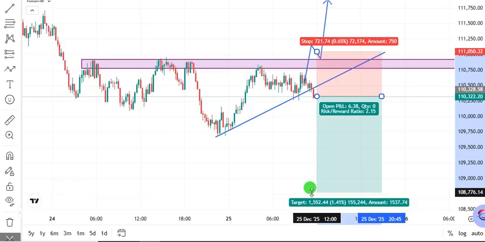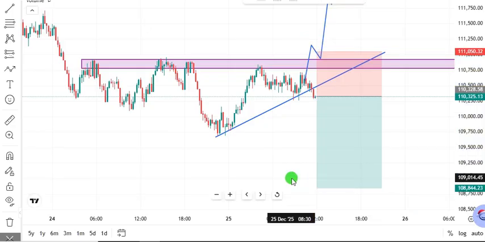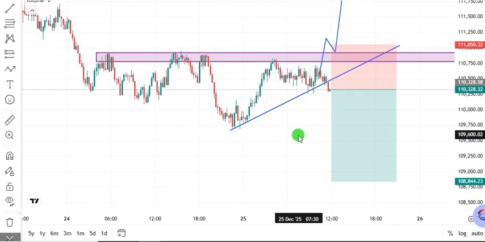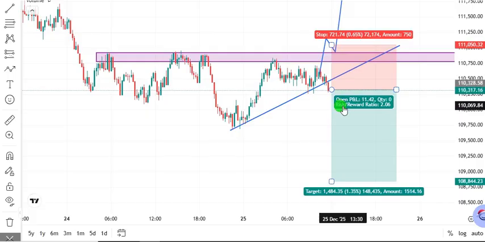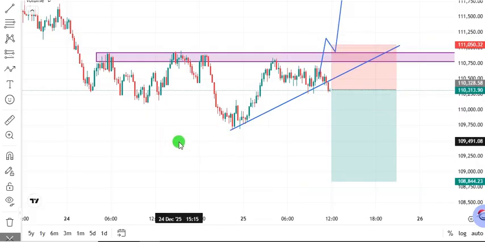And please mind what you're risking, it is very necessary. Mind what you're risking. So just mind what you are risking on this. Alright, just a moment. Let me enter this trade.